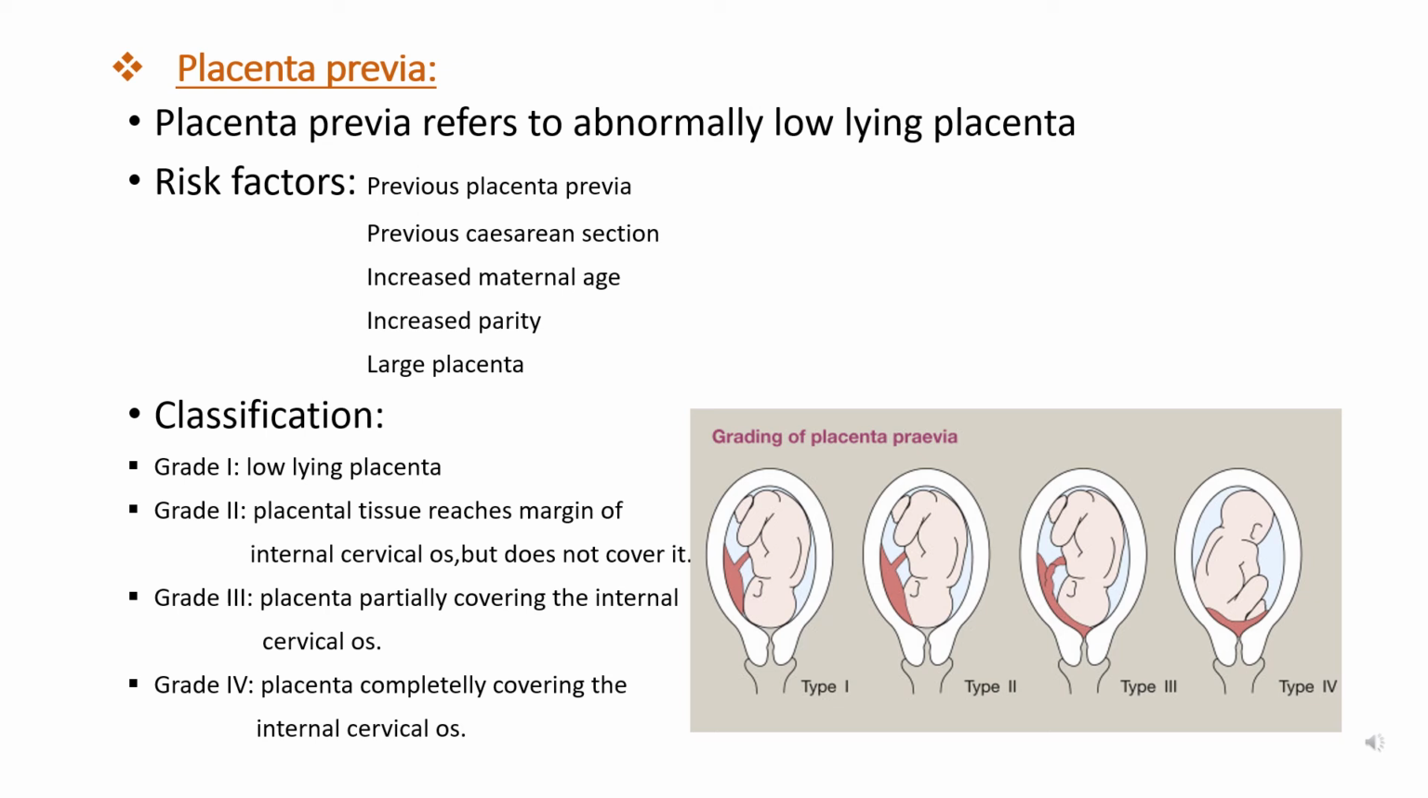Classification: Grade 1 low-lying placenta. Grade 2 placental tissue reaches margin of internal cervical os but does not cover it. Grade 3 placenta partially covering the internal cervical os. Grade 4 placenta completely covering the internal cervical os.